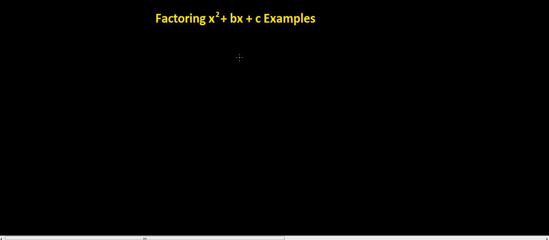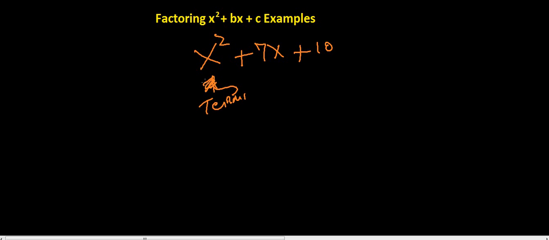Okay, we're going to look at factoring trinomials. They're things that look like x squared plus 7x plus 10. All right, this is a trinomial expression. It's an expression because there's no equal sign. It's made up of three terms: term 1, term 2, term 3, right? So that's why it's a trinomial.